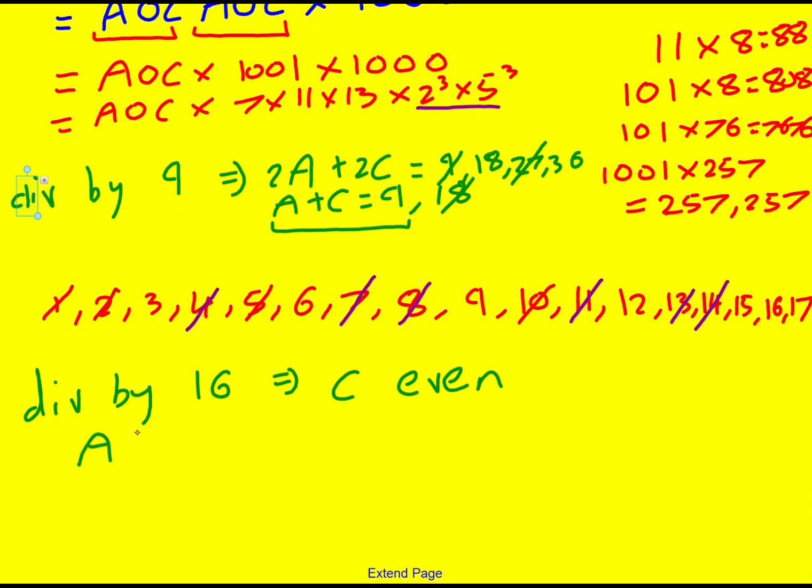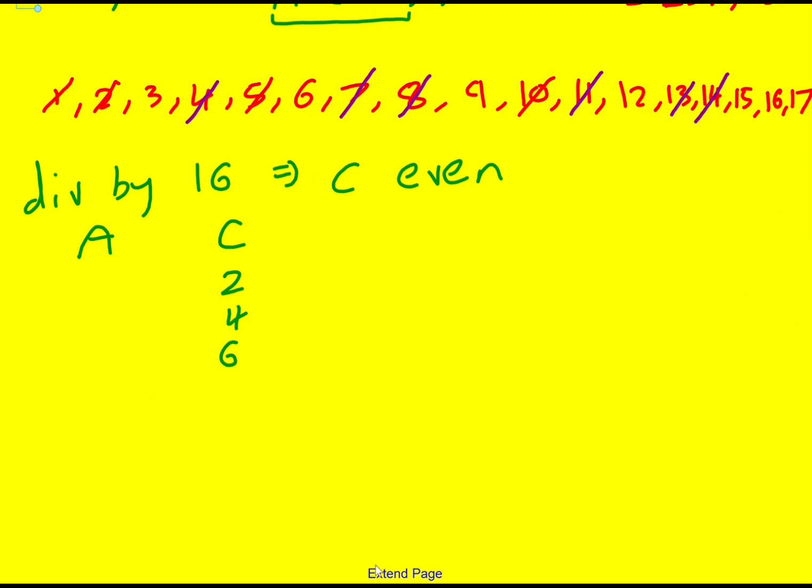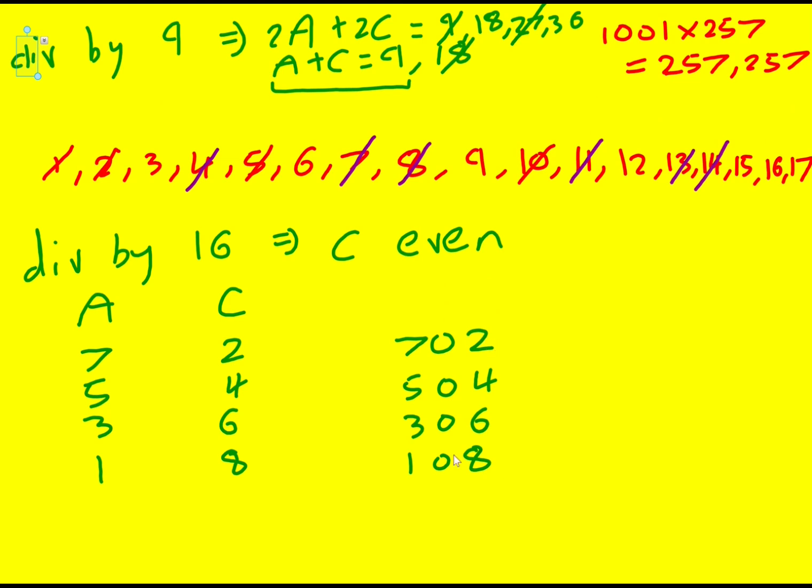Let's write down the possibilities for A and C, where C is even. So it can't be 0 because we've already dealt with that. So it's either going to be 2, 4, 6, or 8. Then A will just be whatever sums to 9. So 7, 5, 3, 1. And that's going to give me my numbers 702, 504, 306, and 108.